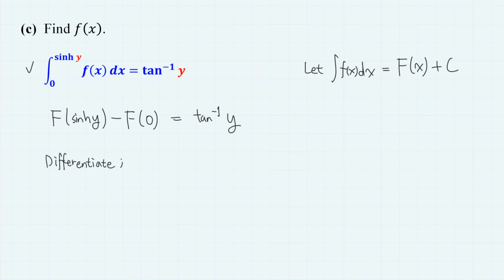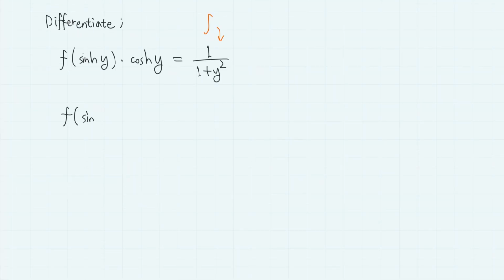Differentiating with respect to y, we have small f of hyperbolic sine y, times, by the chain rule, the derivative of hyperbolic sine y, which is hyperbolic cosine y. On the right-hand side, the derivative of the inverse tangent function is 1 over 1 plus y squared. You can either use the inverse function theorem or integrate this function 1 over 1 plus y squared using trigonometric substitution to verify this. So we have f of hyperbolic sine y equals 1 over 1 plus y squared times hyperbolic cosine y.